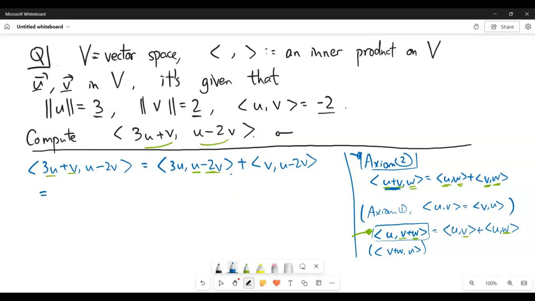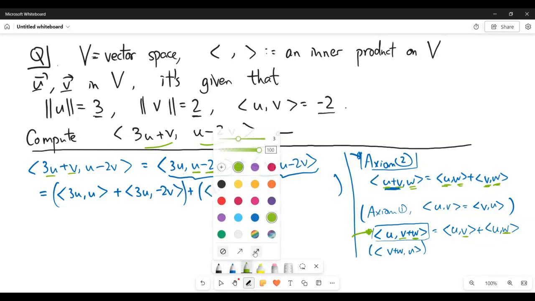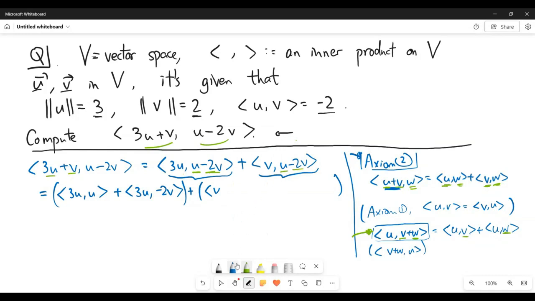So for the first bracket, what we have now is a sum of two things. That's the first one. Similarly, for the second inner product, we do the same thing. For the first one, I use a big bracket to cover both terms, and I do the same for the second inner product. So you can do these kinds of distributions, and the first inner product gives V, U, and the second one is going to be V comma minus 2V. I hope you see what I mean here.